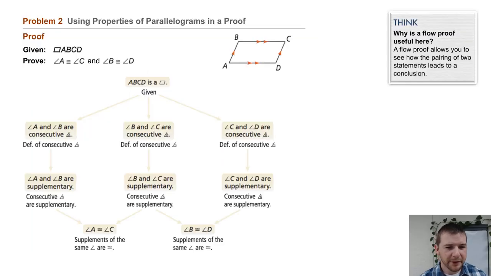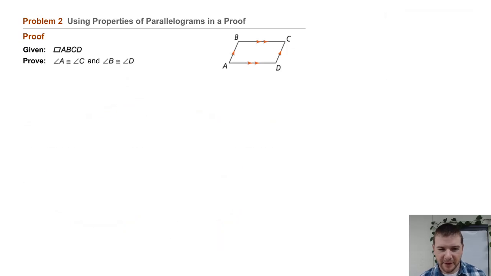Problem 2, using properties of parallelograms in a proof. So in this proof, we're given that ABCD is a parallelogram. We're asked to prove that angle A is congruent to angle C and that angle B is congruent to angle D. This is a flow proof, and we begin with the given information that ABCD is a parallelogram.